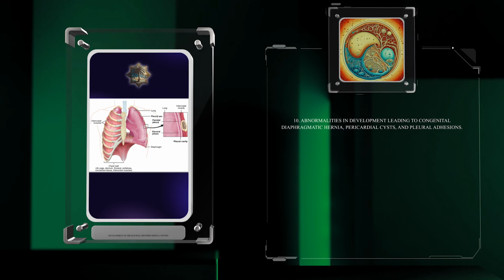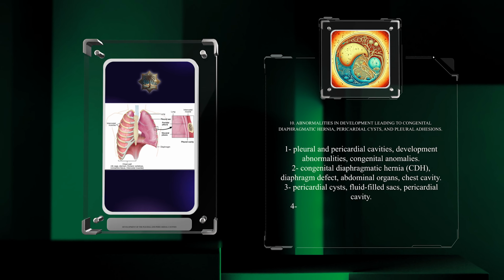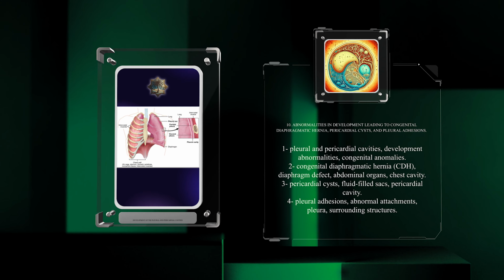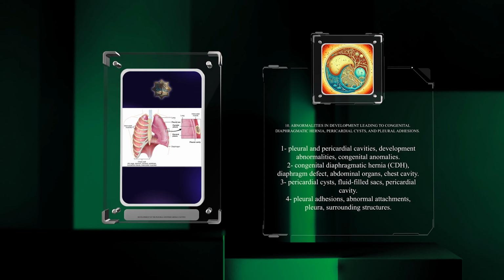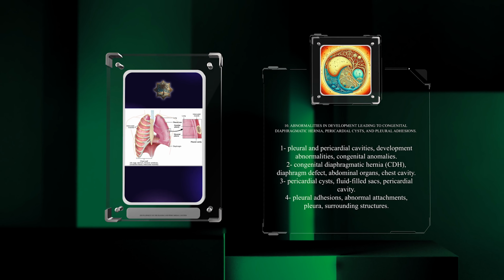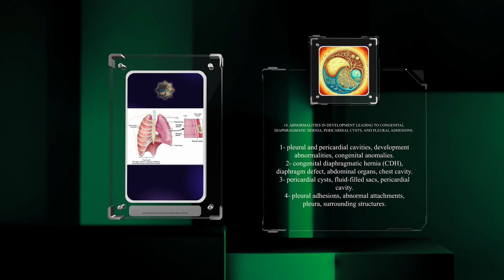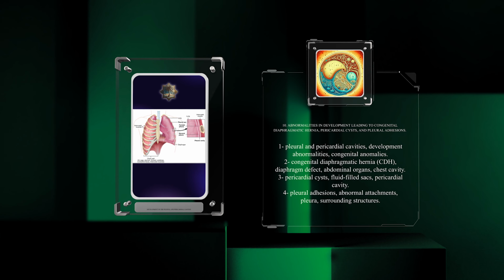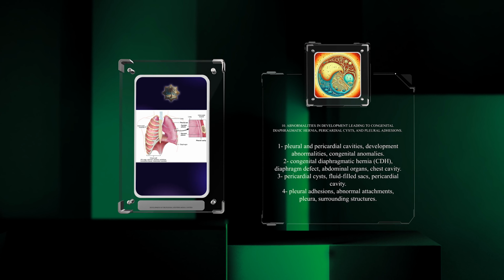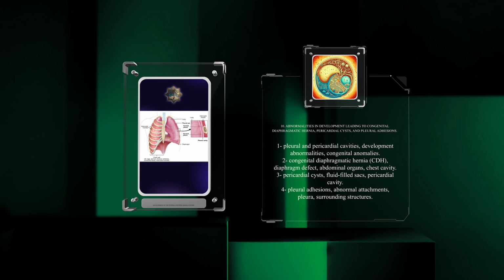Abnormalities in the development of the pleural and pericardial cavities can result in a range of congenital anomalies. These anomalies include congenital diaphragmatic hernia, CDH, wherein a defect in the diaphragm allows abdominal organs to protrude into the chest cavity. Pericardial cysts, fluid-filled sacs within the pericardial cavity, and pleural adhesions, abnormal attachments between the pleura and surrounding structures, are also among the clinical consequences of disrupted development.